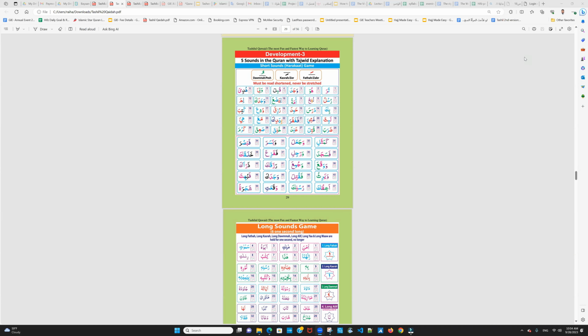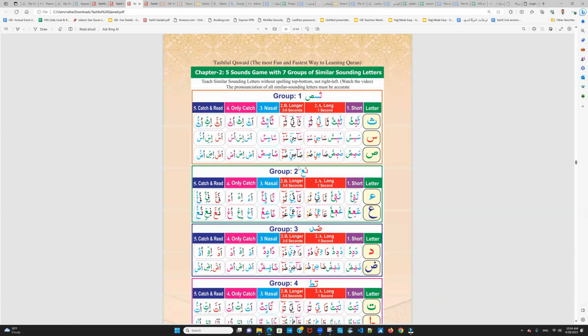Now in level 4, they are going to start a detailed exercise on all 5 sounds. So in level 4, we are going to cover only short and 1 second long. Another special lesson they will cover is called similar sounding letters. Most people make mistakes in similar sounding letters, those letters that are very similar in sound and pronunciation. There are 7 groups of similar sounding letters. A student is going to learn them and they will have a real exercise on them.